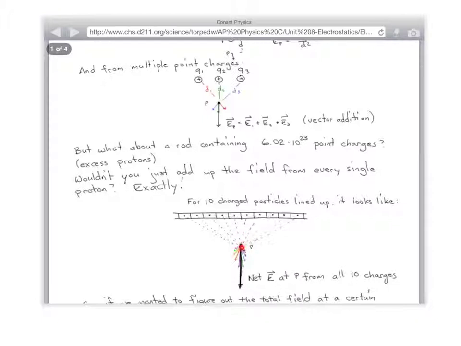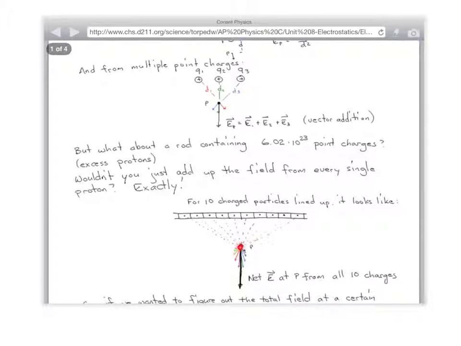You'd have this big mess where you'd have to figure out each of those fields and add them all up. Now, you could use symmetry to do one side, and then the other side you just multiply by 2 to get the total. But this would be a big, huge pain to figure out the net electric field at point P with 10 charges.